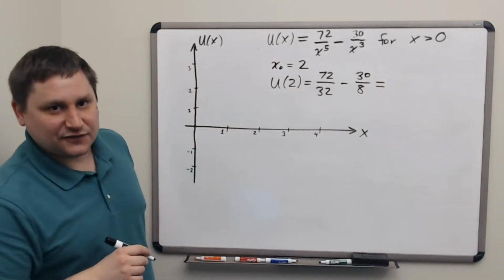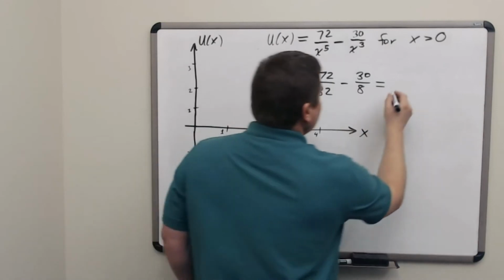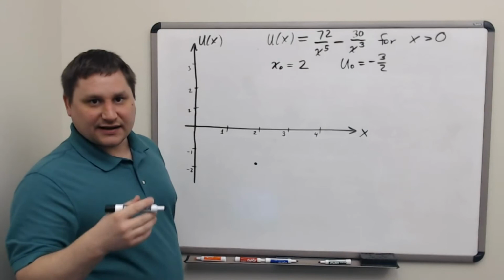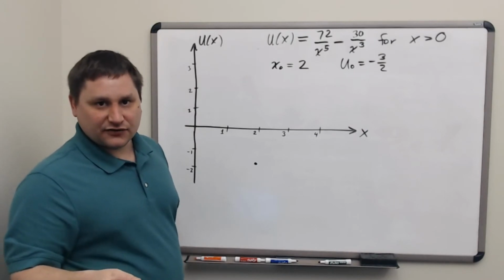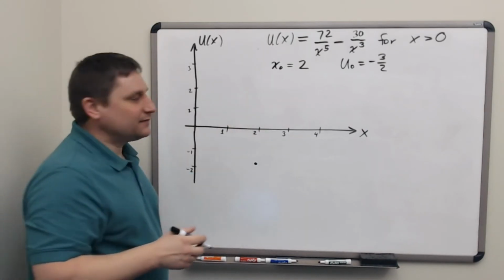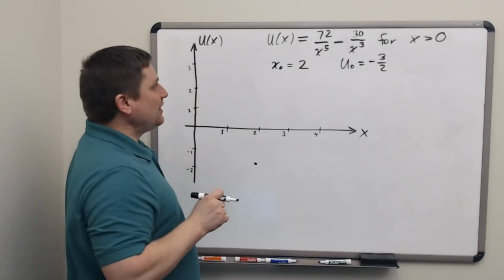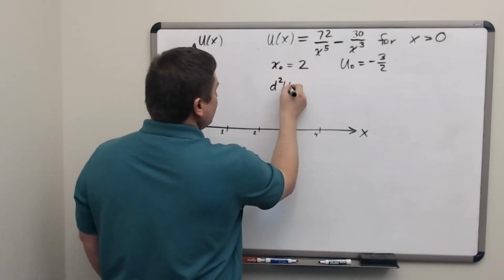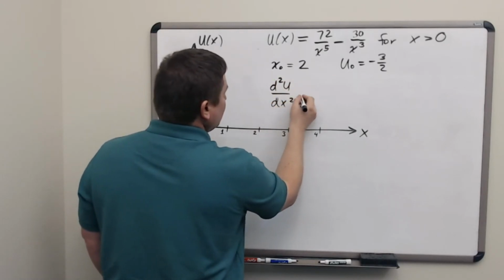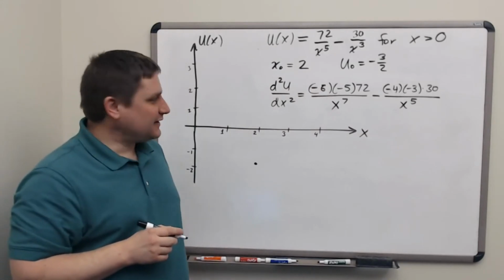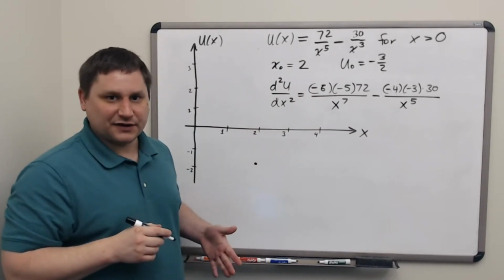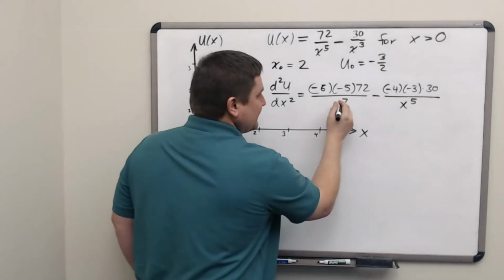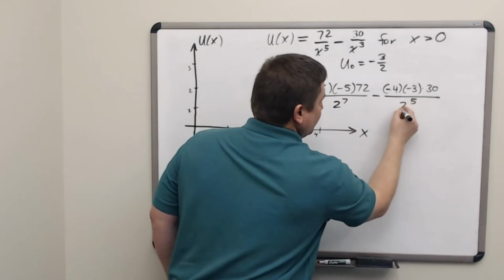If we subtract these two fractions, we get negative 3/2. For the next step, I need to determine the concavity of the potential energy function at x0 equals 2. Let's take two derivatives of the potential energy function to do this concavity check. Using the power rule twice gives us this somewhat long expression for the second derivative. But we only need to plug in x equals 2 and check the sign of this value.